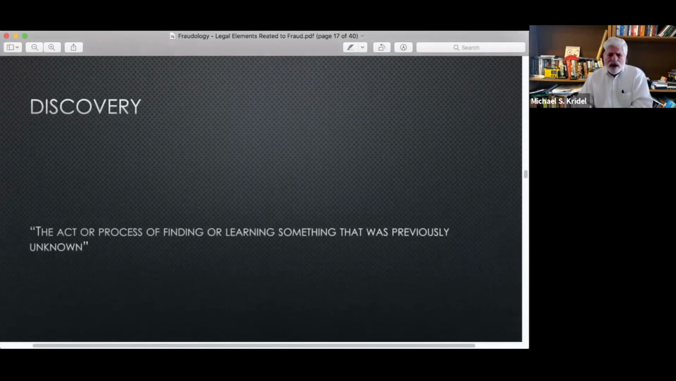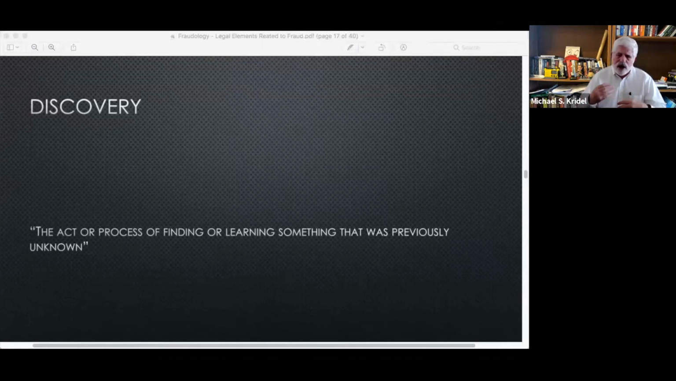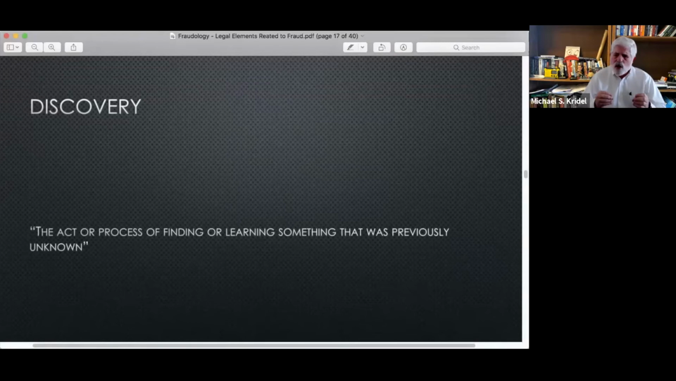Discovery. All investigations, internal and external, involve discovery of evidence, discovery of financial transactions, discovery of communications. Discovery is the act or process of finding or learning something that was previously unknown. But there may have been suspicions that led to the act of discovery. All jurisdictions have rules of procedure and rules of evidence. They all control discovery in terms of how you can conduct it, when you can conduct it, and how it can be presented to the trier of fact in a courtroom or to an employer.